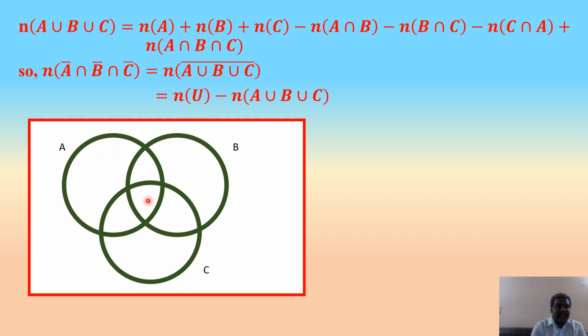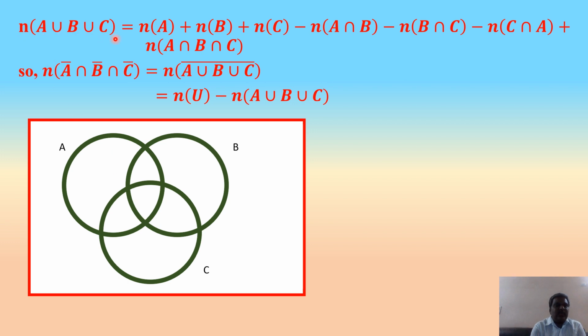This is entire A. This is my B. This is C. So what is this portion? A intersection B. What is this portion? A intersection C. What is this portion? B intersection C. How to get this one? Just I will explain to you.